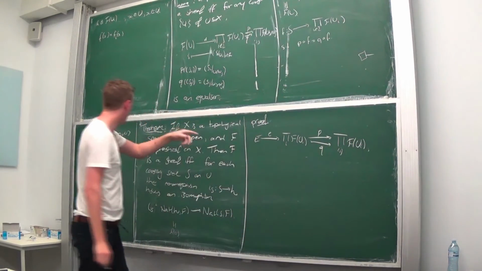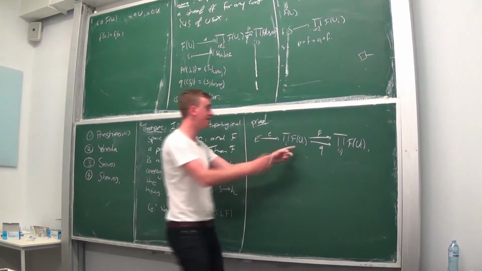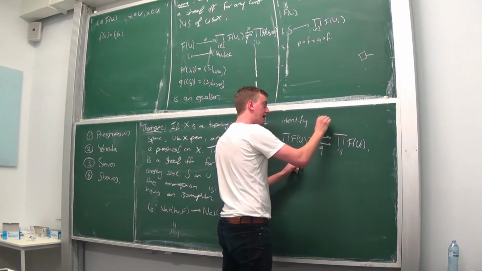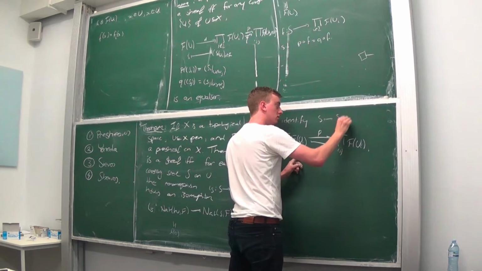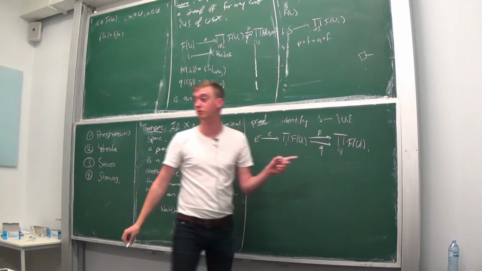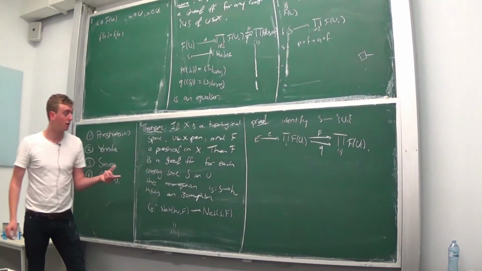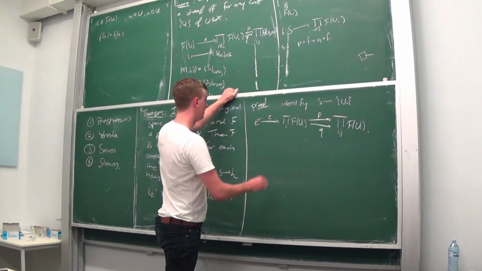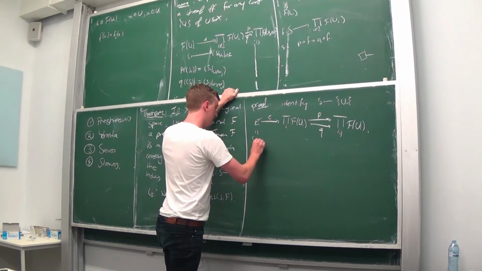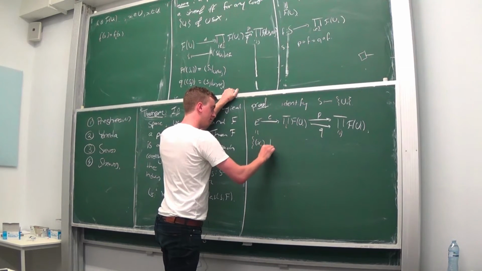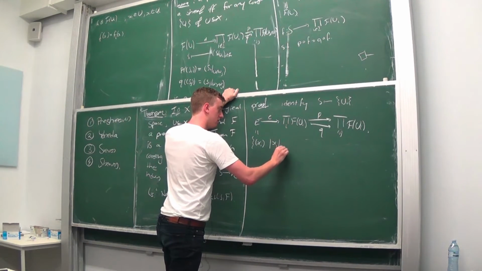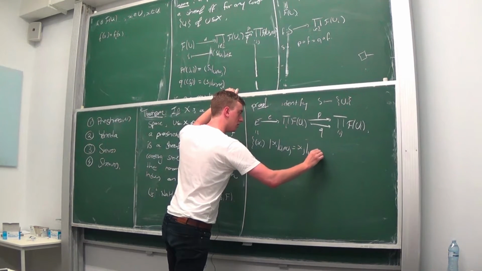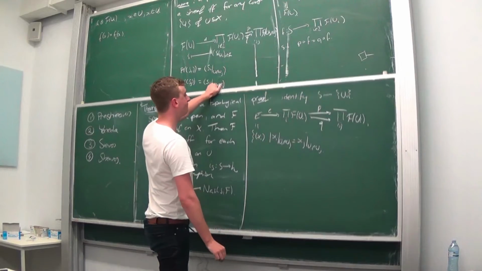So we consider this equalizer diagram where we have identified S with some open cover of U_i for this step. Okay? So here E is as above, so E is going to be those families of sections agreeing on overlaps.